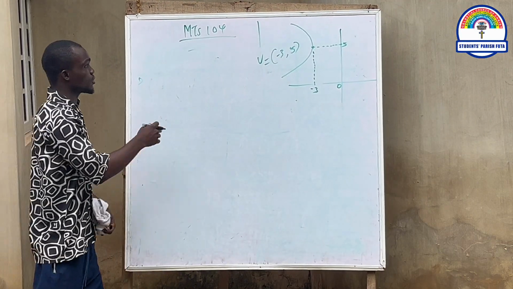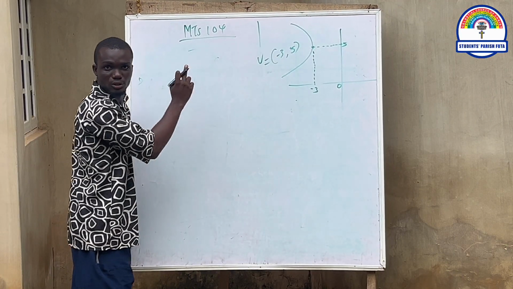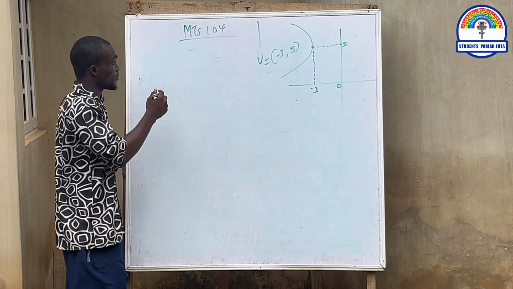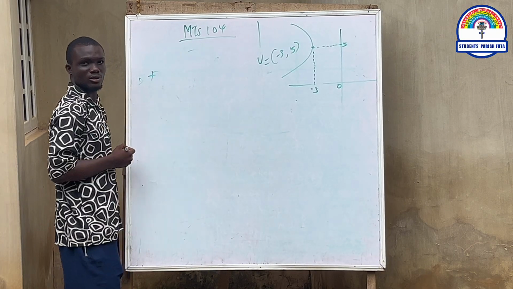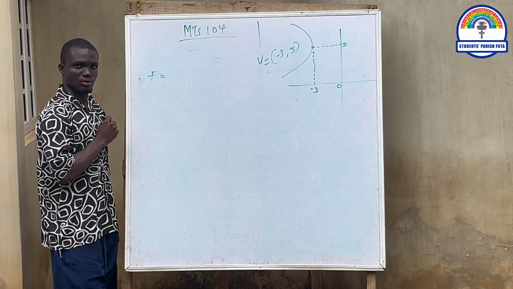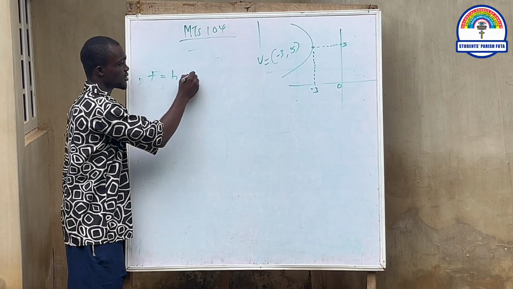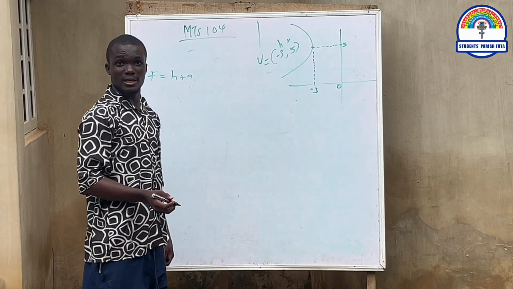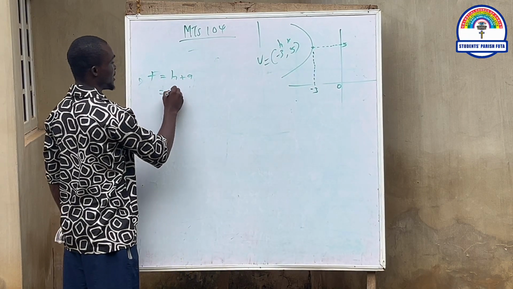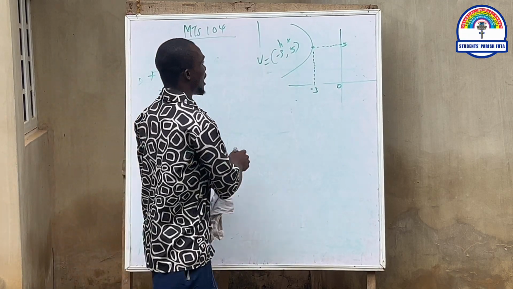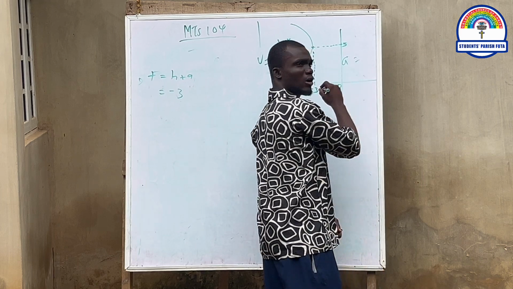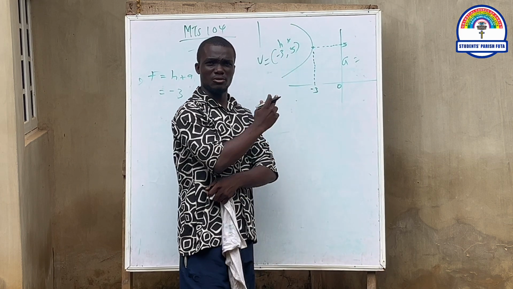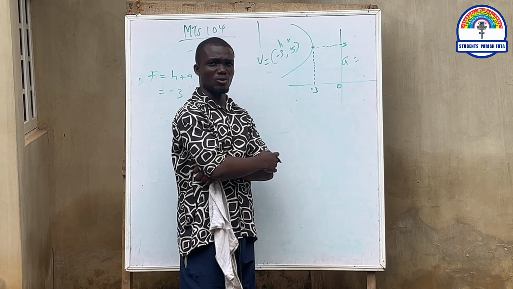Alright, so I want to get the focus and directrix for this diagram, as I've been doing. So now, what is the formula for the focus? H plus a, right? So what is our h here? Don't forget this one is h and this one is k. What is our h? That's -3. And what will our a be here? Let me say 4. And our a be 4.